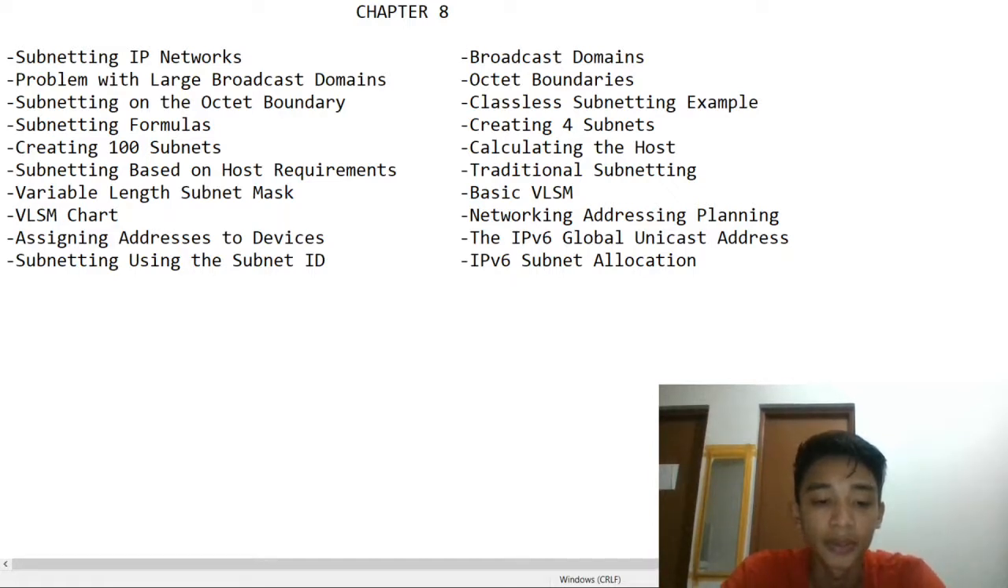Calculating the hosts. To calculate the number of hosts each subnet can support, examine the third and fourth octets. After borrowing 7 bits for the subnet, there is 1 host bit remaining in the third octet and 8 host bits remaining in the fourth octet, for a total of 9 bits that were not borrowed.